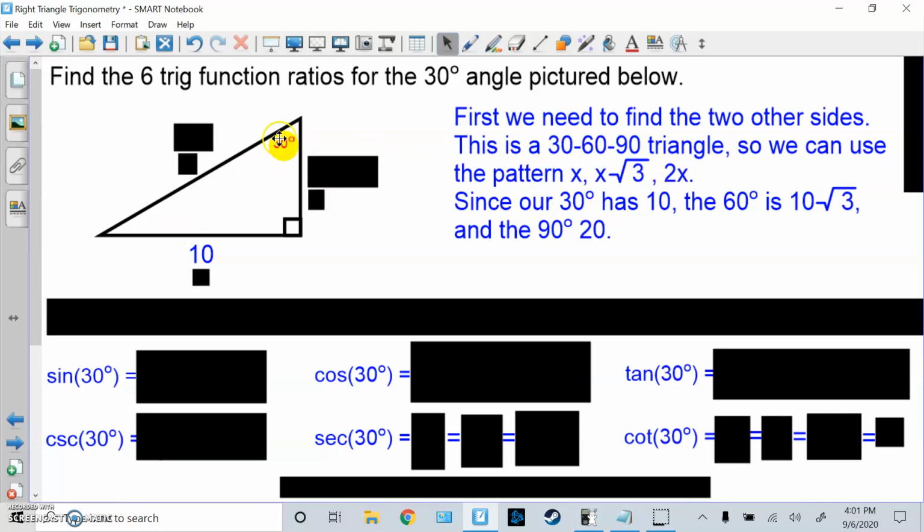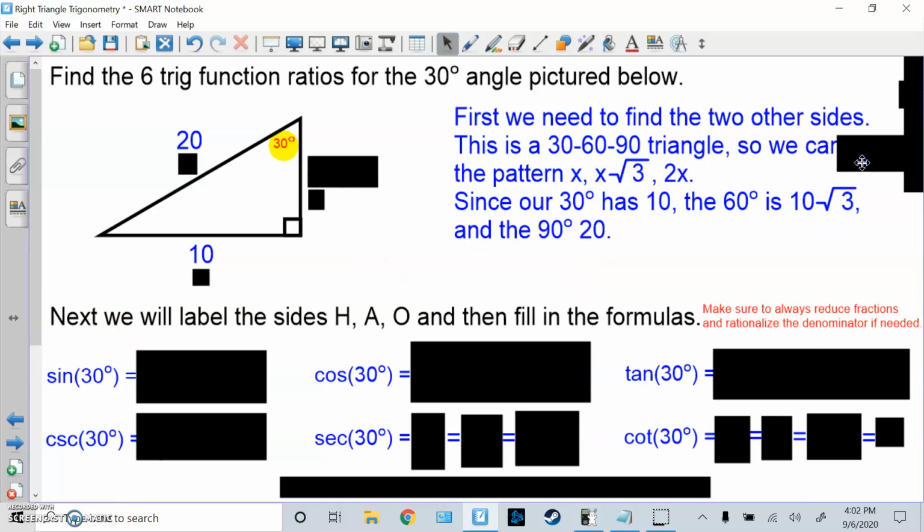They gave us a 30, so this is the x. If I double that, that's going to give me my hypotenuse, the 2x. Then if I take x, 10, times root 3, I get my 60-degree angle side. After that, I'm going to label sides H, A, O and fill in the formulas. I always do hypotenuse first, that's h. A is next to our angle, the reference angle, and then here is O. Then we're going to fill in these formulas.